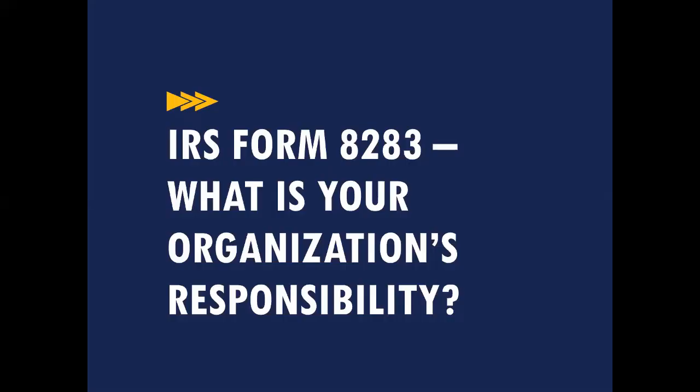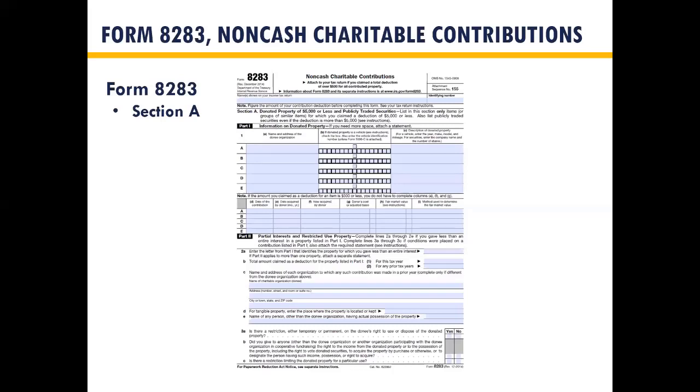All right, so what is the organization's responsibility? The reason I put this section first is this is the technical section, and then we can get on to the fun stuff. So you should all be familiar with the 8283. It's for non-cash contributions, generally the form that donors need to have completed and attached to their tax return for gifts of non-cash items. There is a filing requirement for certain items of even $500.